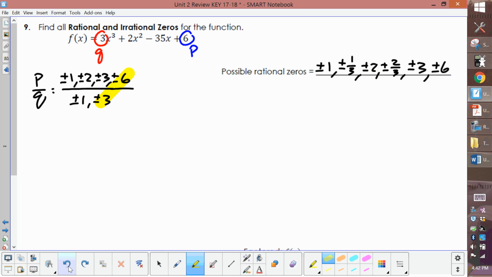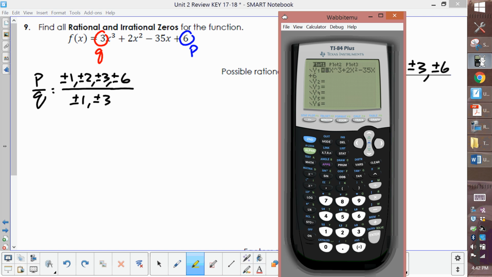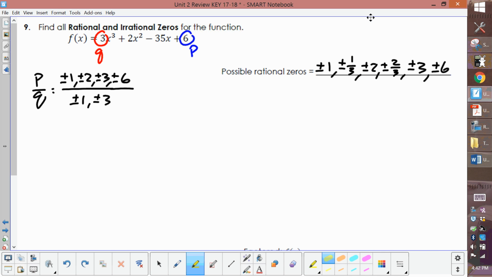so no need to repeat. Okay, again, we're going to cheat and use our calculator. I've already typed this function into my calculator. And when I look at the table here, I notice that 3 has a y value of 0. And that means 3 should work with our synthetic division. So I'm going to go ahead and type 3 into the box here.